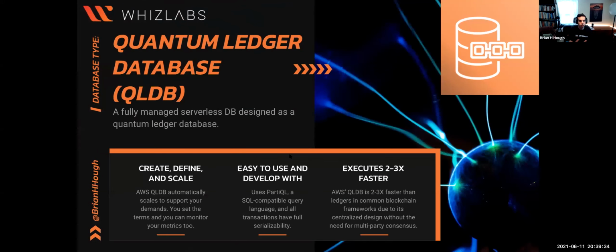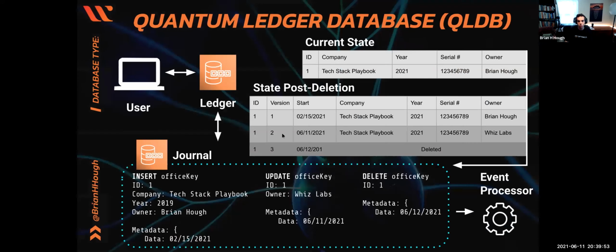So QLDB, Quantum Ledger Database, very new service. This is using Quantum Ledger, Quantum Network. It's very, very fast, just for quantum ledgers that are out there right now. It's easy to use and develop with. It uses PartiQL, a SQL compatible query language. And it's kind of cool because now you'd be able to create immutable records.